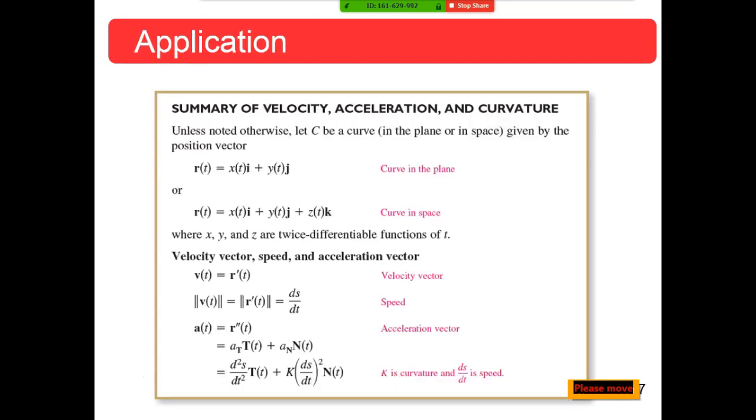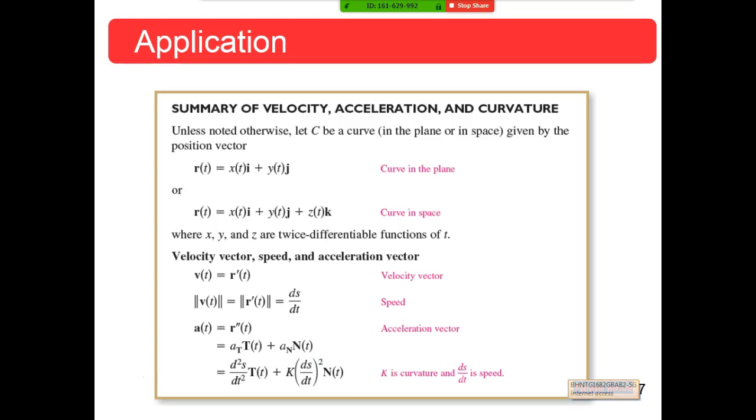Okay. Now, your page 863, here's the top half of that summarized. Velocity, acceleration, and curvature. Unless noted otherwise, let C be a curve either in the plane or in space given by the position vector, either r of t is x of t i plus y of t j, or r of t is x of t i plus y of t j plus z of t k, plane or space. Okay, where x, y, and z are twice differentiable functions of t.